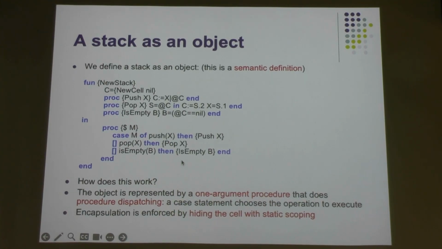Okay? So the object is just a one-argument procedure, and it takes messages. And it does what's called procedure dispatching. So you basically choose which operation to do. And the encapsulation is enforced by lexical scoping, your static scoping. The cell is only visible inside this function definition. So that's one way of defining an object. The object defined like this is very similar to object-oriented languages like Java.